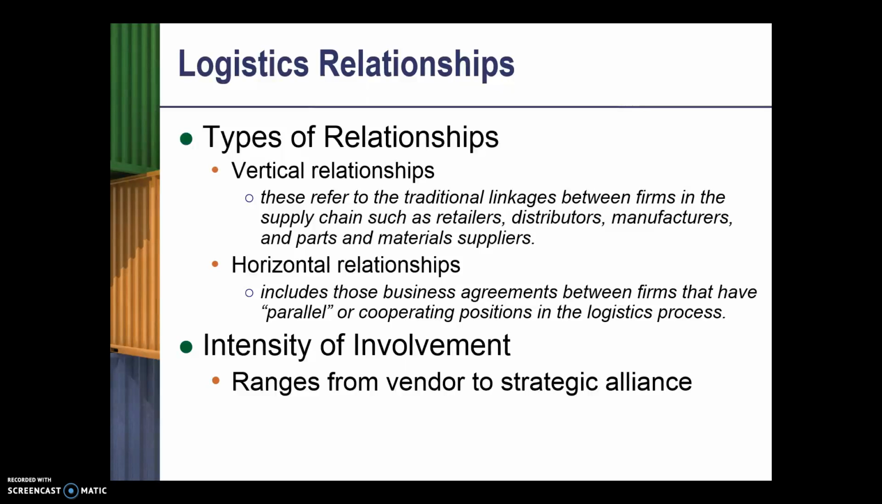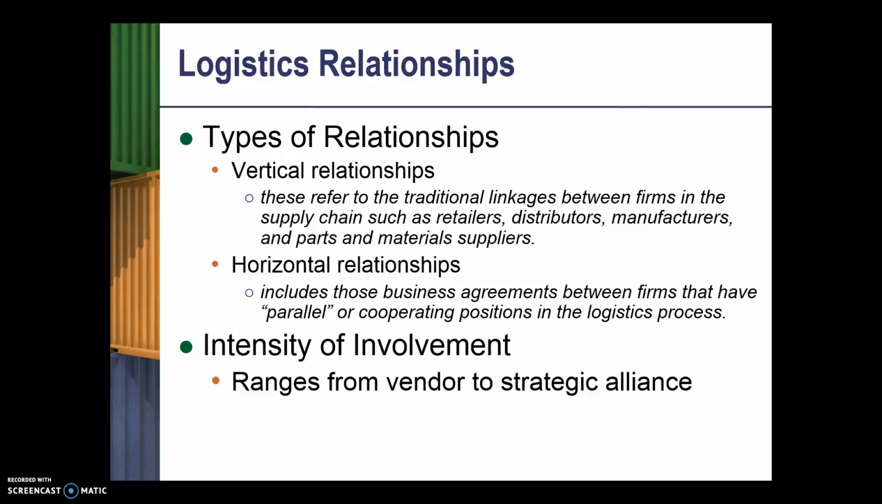The second type of logistics relationship is horizontal in nature, and it's those business agreements that firms have when they have parallel positions, and you know what parallel means, side by side. So the horizontal relationship may be thought of as a service agreement between two or more independent logistics provider firms.